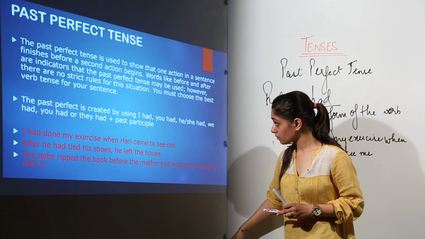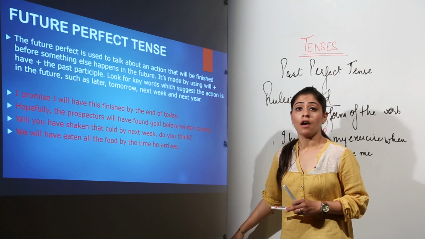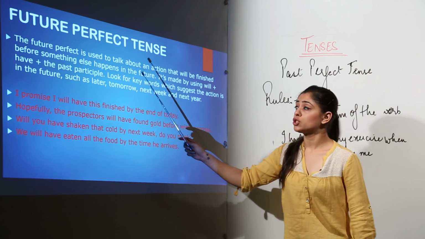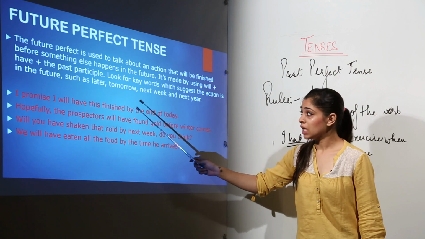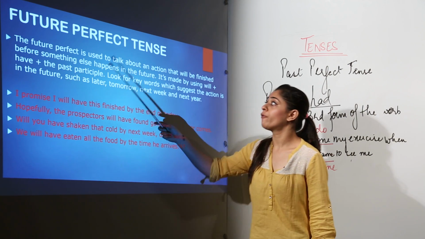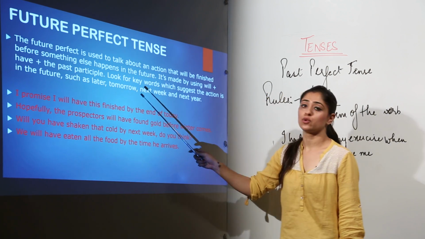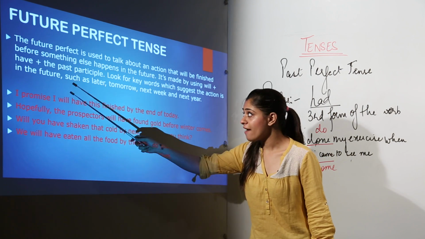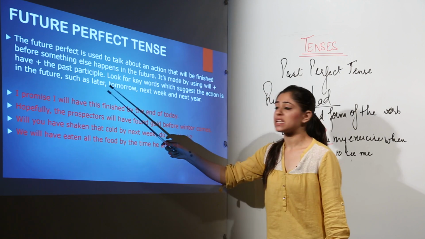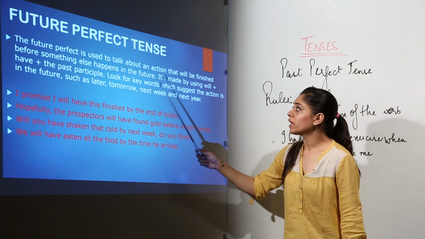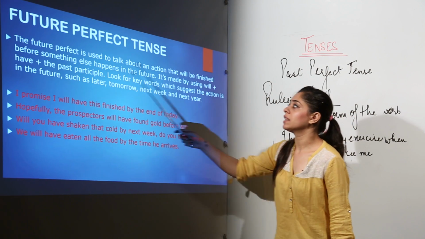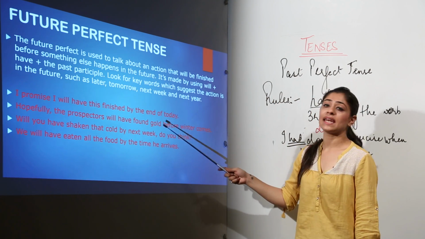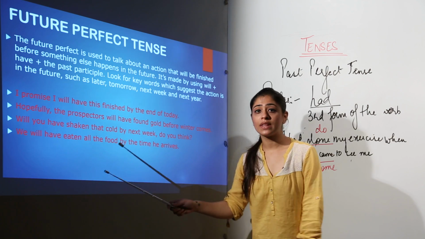Future perfect tense. The future perfect is used to talk about an action that will be finished before something else happens in the future. It is made by using will plus have plus the past participle. Look for keywords which suggest the action in the future, such as later, tomorrow, next week and next year. Let's look at the examples.